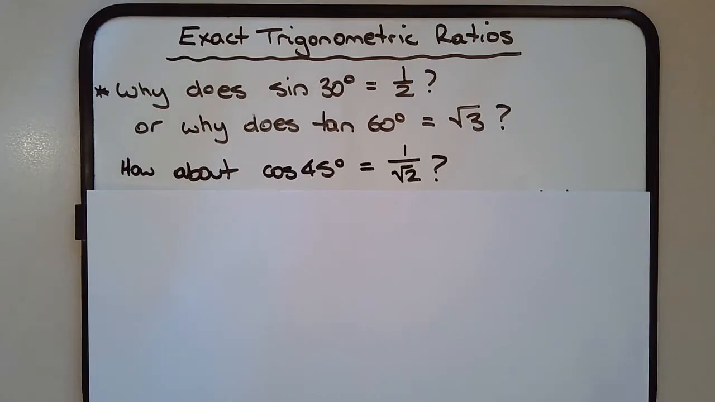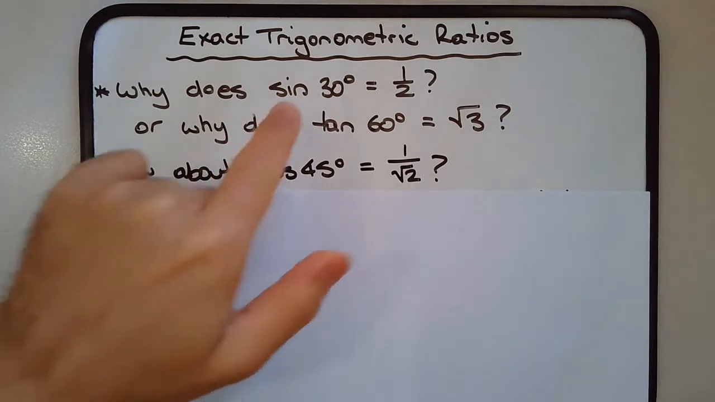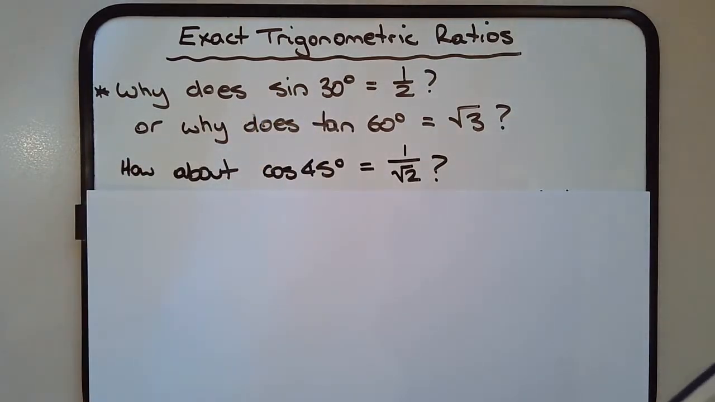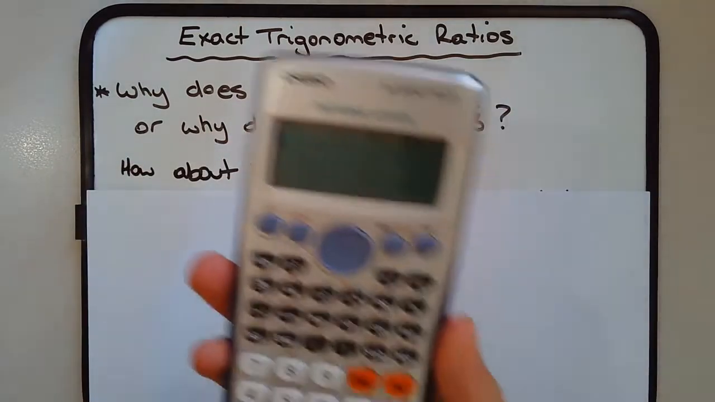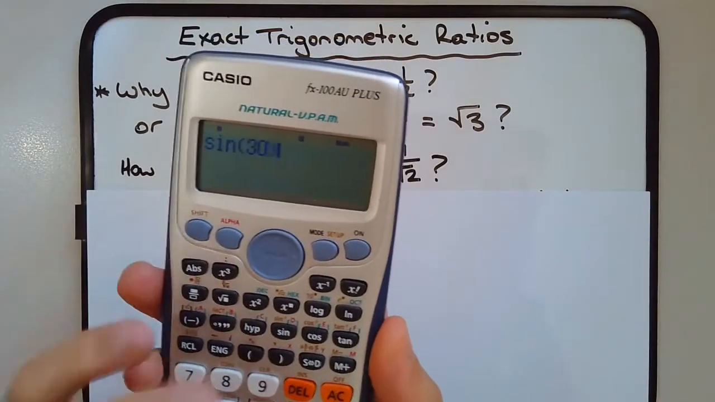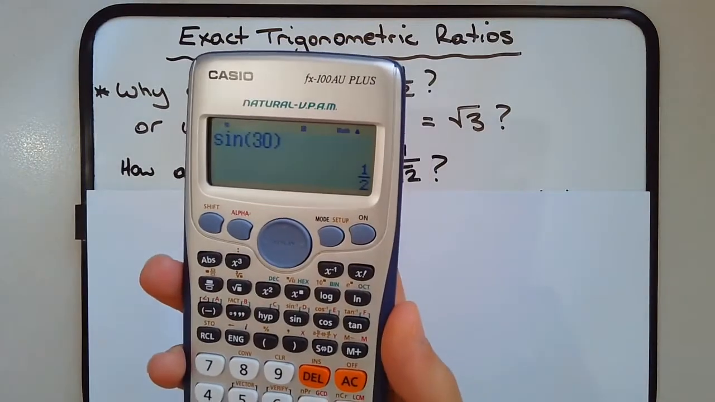Moving along on our trigonometric journey, there are certain ratios that are of interest to us. In fact, they're related to certain angles as well. Let's try a few. For example, why does sine of 30 degrees equal 1 on 2? In fact, if you try that for yourself, you end up with half.